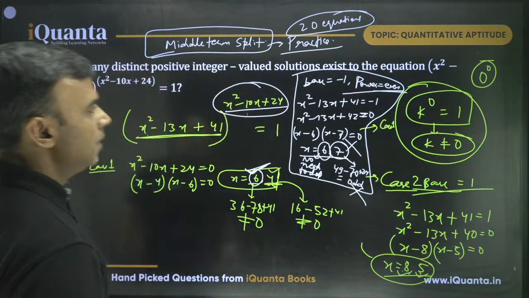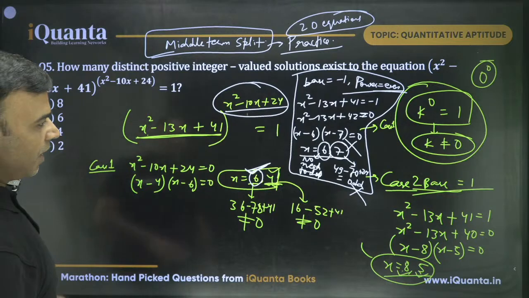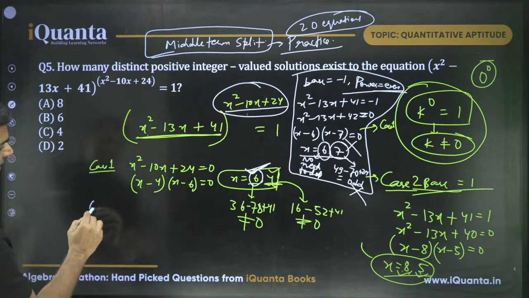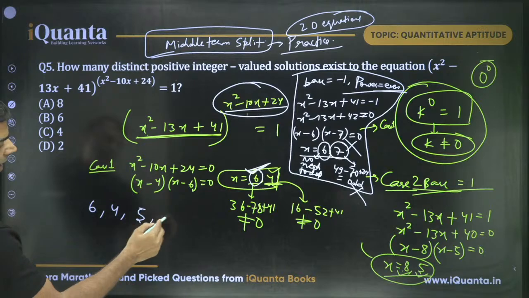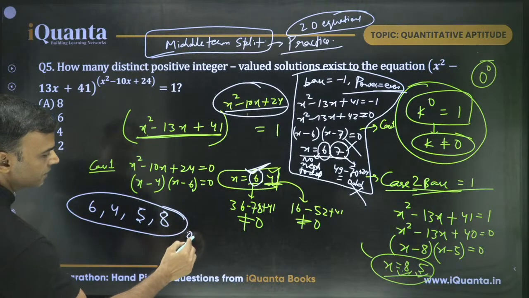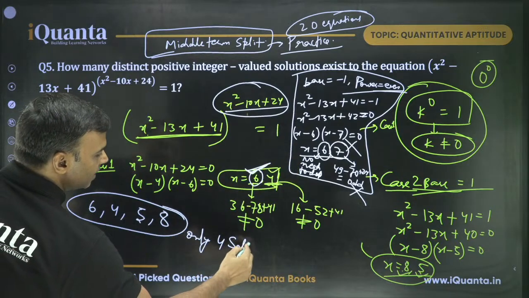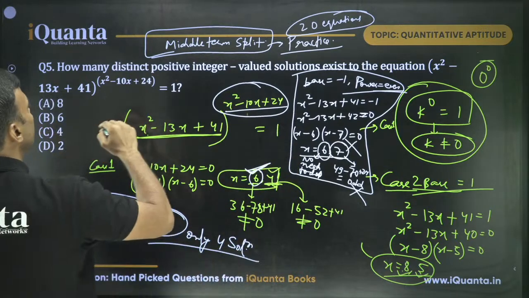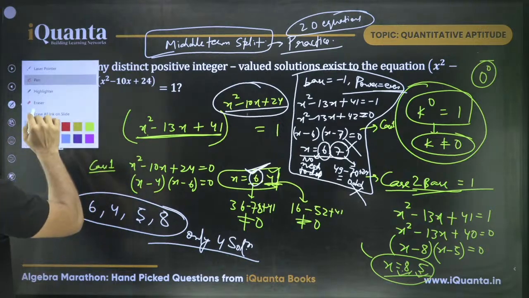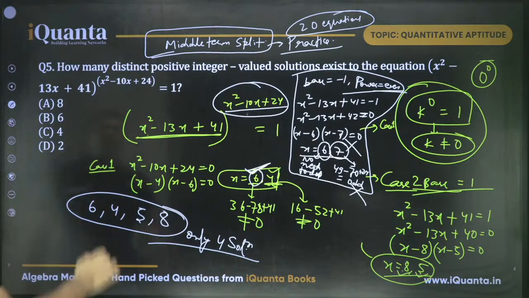So, all right. So what are the cases that we have? We have 6, 4, 5 and 8. Only 4 solutions, right? And these are the only 3 cases. See, algebra के अंदर ना एक बहुत important बात है. There is a lot of patience that is required. Very patiently you have to check every case.